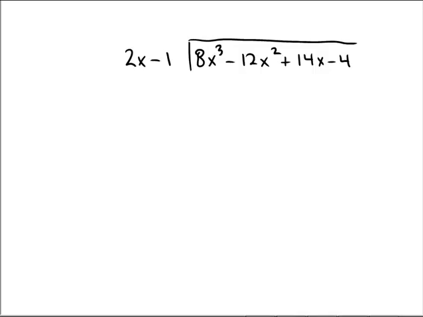2 times what gives you 8? That would be a 4. And we'd also need some x squareds in there, so there's x squared. So therefore down below we would be getting 4x squared times 2x, or 8x cubed. 4x squared times 1 would be minus 4x squared, and then we subtract. Okay, 8x cubed minus 8x cubed is gone. Negative 12 minus negative 4 would be negative 12 plus 4, so we'll get a negative 8x squared.